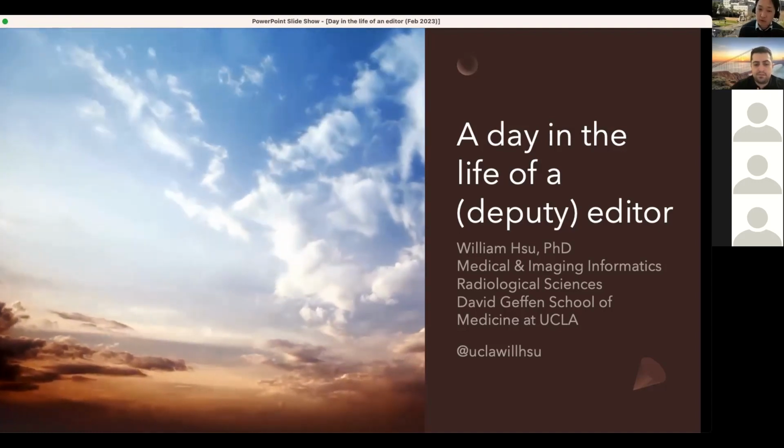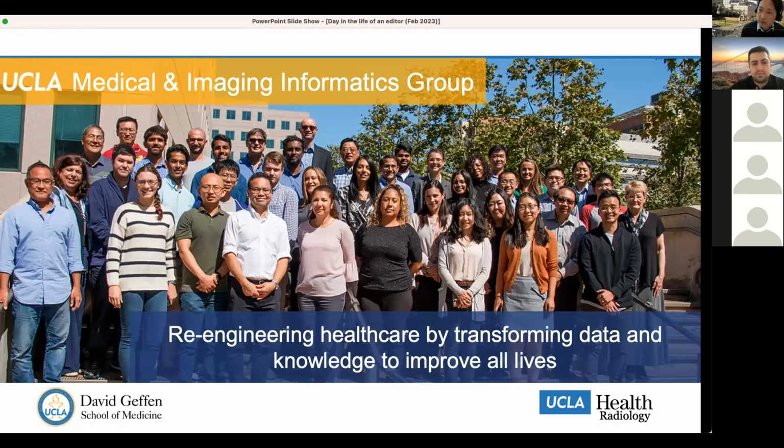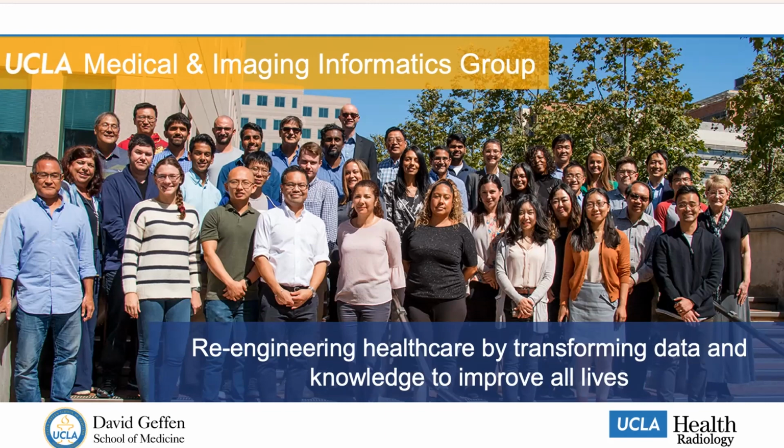So just to briefly introduce myself, I'm from the University of California, Los Angeles. I'm part of the Medical and Imaging Informatics group, a group that's been in the Department of Radiology for several decades. This was a picture from pre-pandemic, the last time we got together and took a large group picture. But our motto is that we want to use informatics and data science to re-engineer healthcare, using the data to improve both the outcomes of patients and overall decision making.